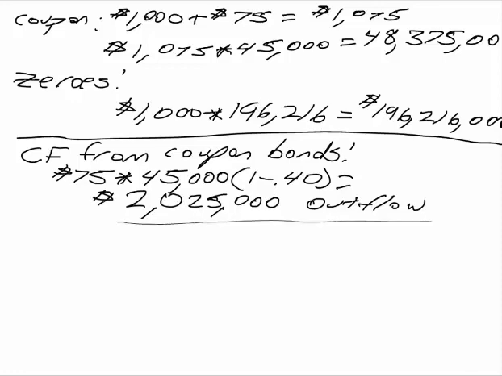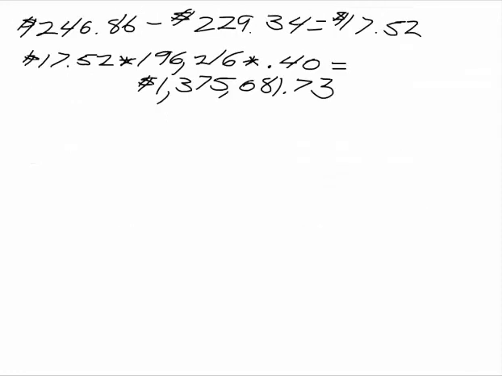However, notice that before, our cash flow from the coupon bonds was a $2 million outflow. However, with the zero coupon bonds, this $1.375 million is going to be a cash inflow. That is the reason companies might want to issue the zero coupon bonds, is over the course of the next few years, they're going to have cash inflows in the form of tax savings.